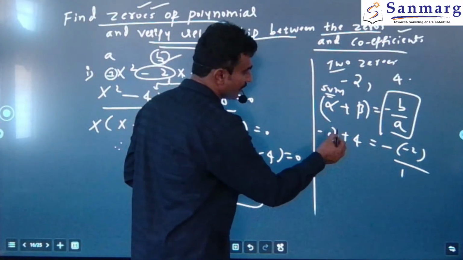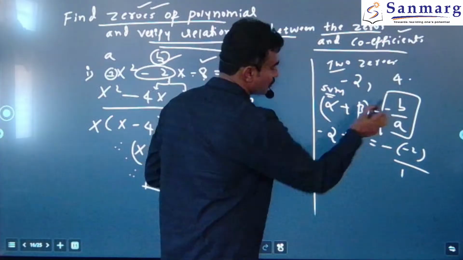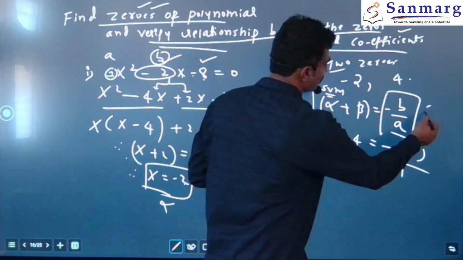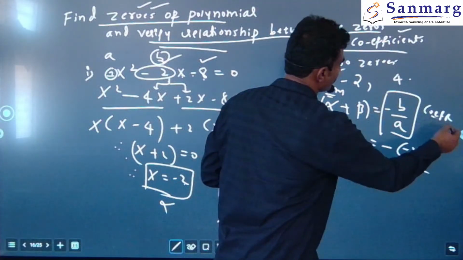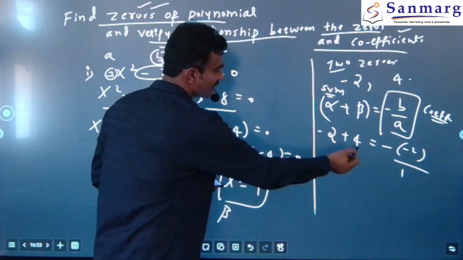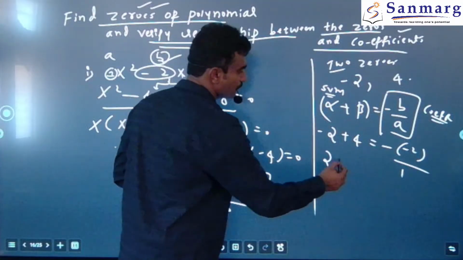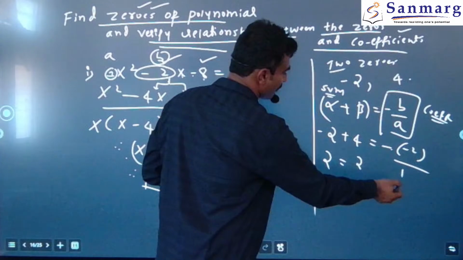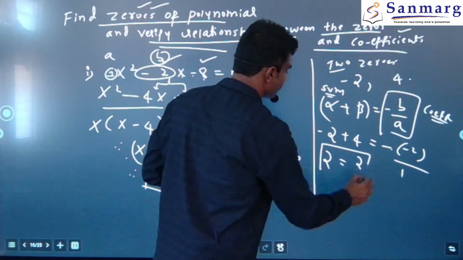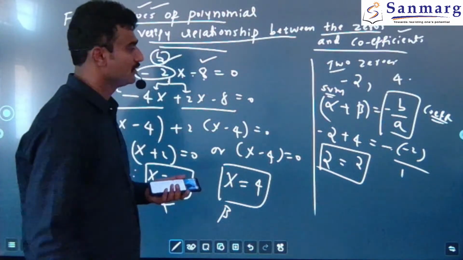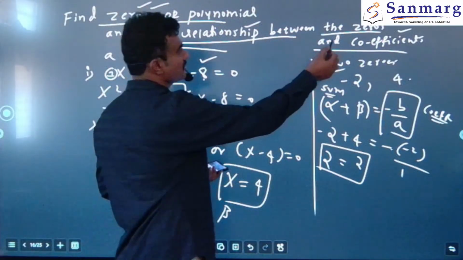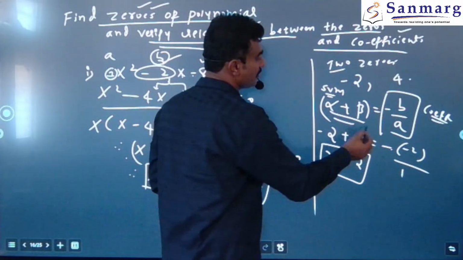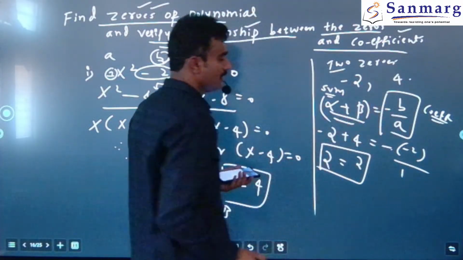So compare: alpha plus beta is equal to minus b by a. The left hand side is the sum of the roots and the right hand side is the coefficients of that quadratic equation. So what is minus 2 plus 4? Minus 2 plus 4 is 2. And the right hand side, minus into minus 2 is plus 2, divided by 1. 2 by 1 is again 2. Therefore LHS is equal to RHS. That is, the relationship between zeros and coefficients is such that the sum of the roots will always be equal to minus b by a.